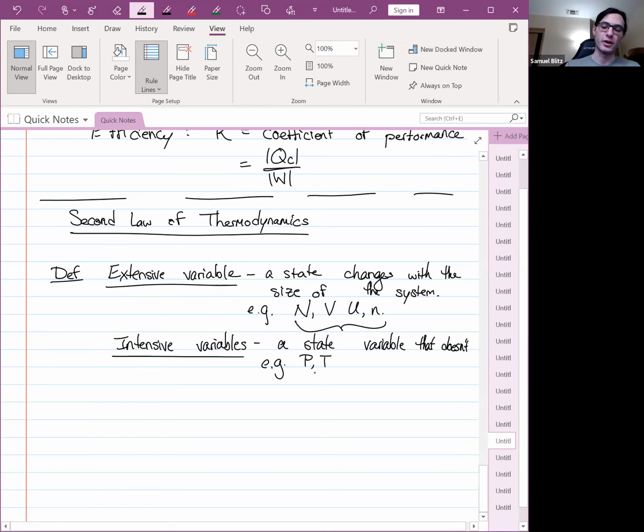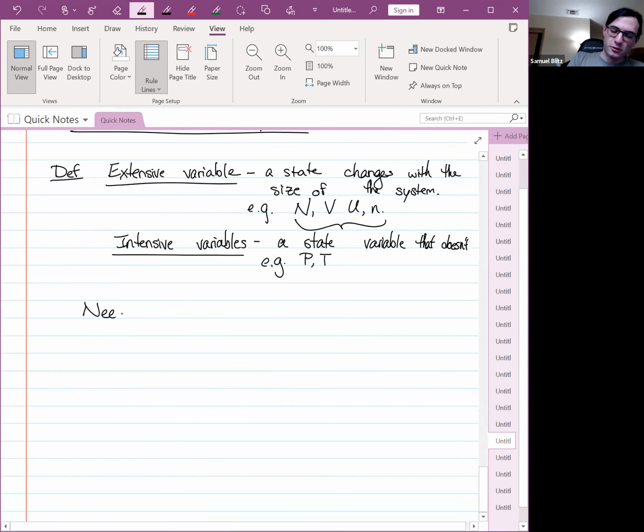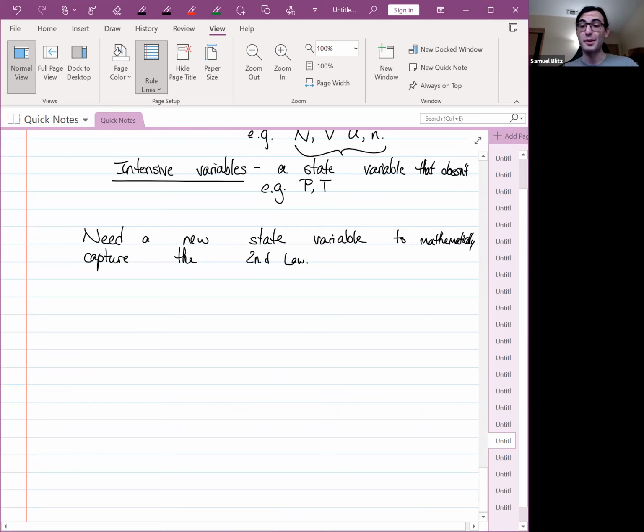So we need a new state variable to mathematically capture the second law of thermodynamics. So let's try to come up with one. Now, we know that this is going to be related to heat, because we know that a formulation of the second law of thermodynamics is that there's always heat lost in an engine.